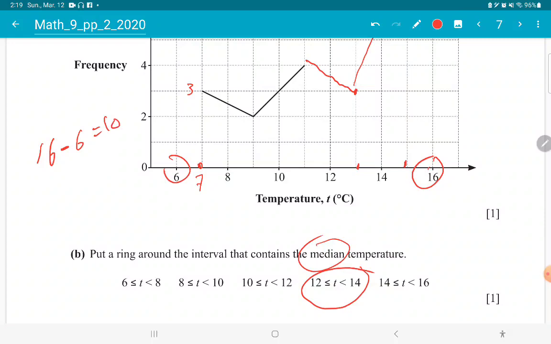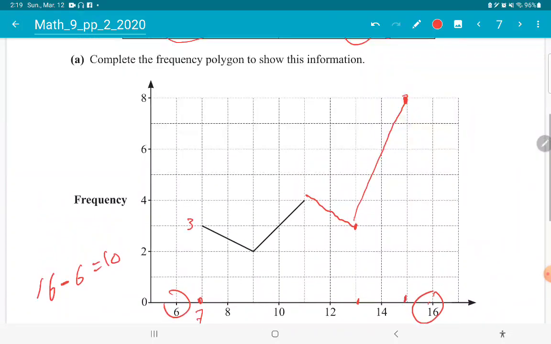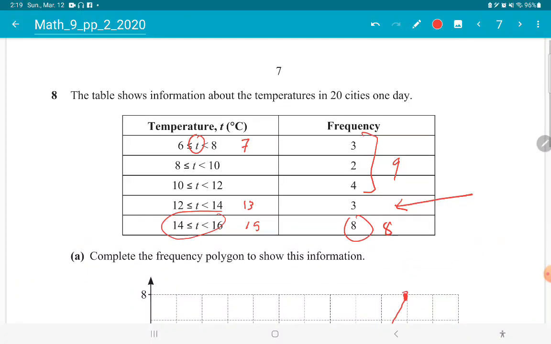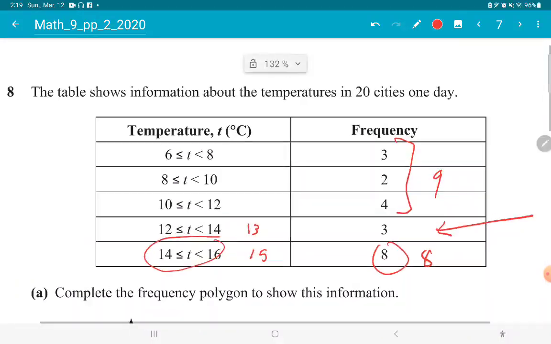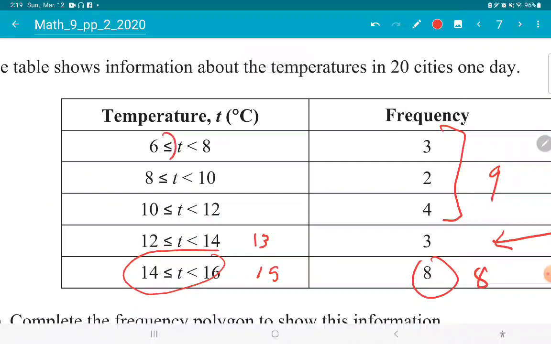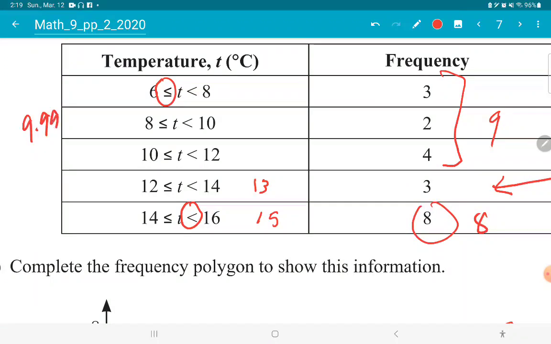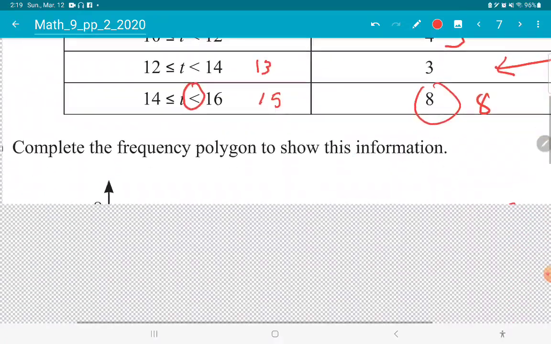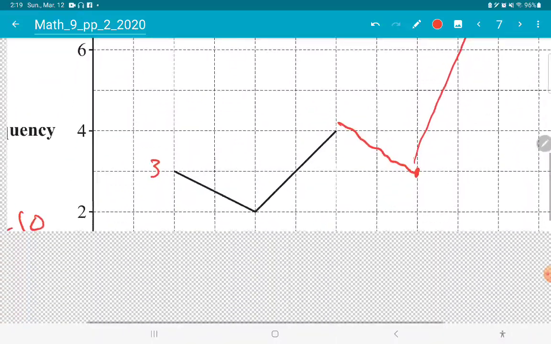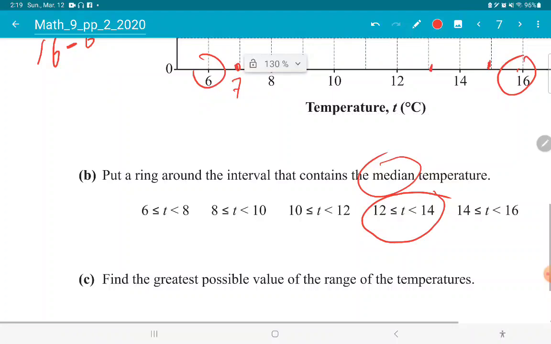If we want to be really precise, 6 belongs because of equal, but 16 does not belong. So the range is a little bit less than 10. Less than 10. So let's say 9.99, something like that. I think if you write 10, they will award you also, but just to be precise. Okay.